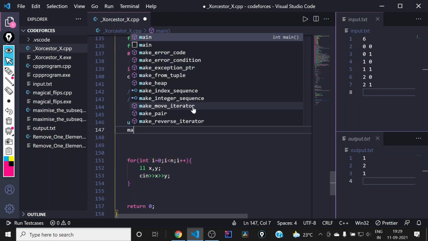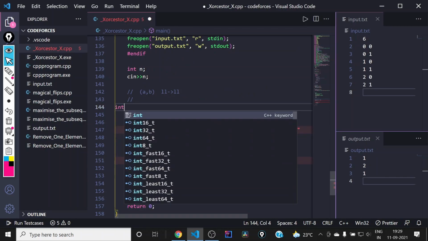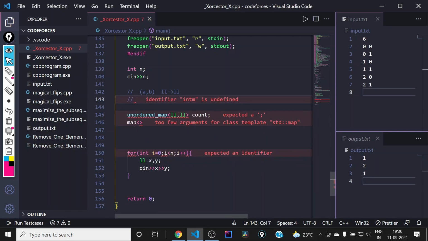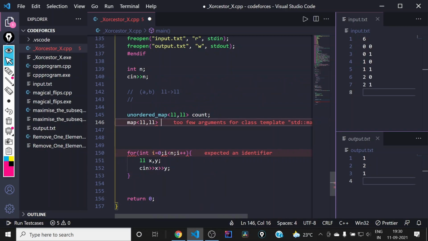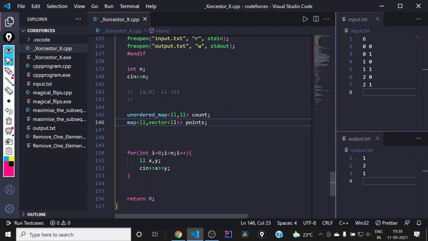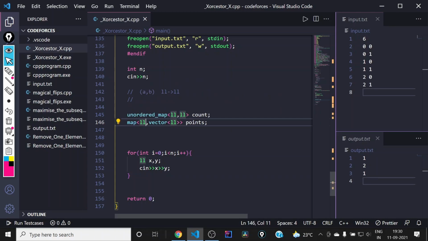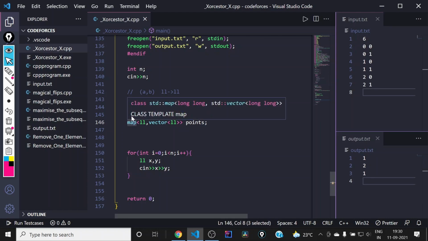I will also be having a map. This time I'll be having an ordered map, and it will contain all the points. Basically, it will be a map from a long to a vector of long. So it will contain all the points which have got the same x coordinate. The reason why I am using a map and not an unordered map is because I need to iterate all these points in the decreasing order of their x coordinates.